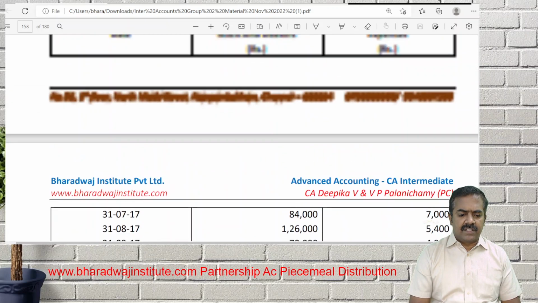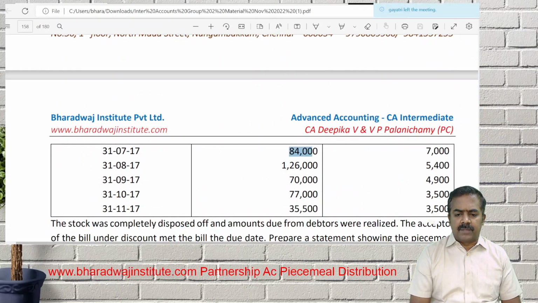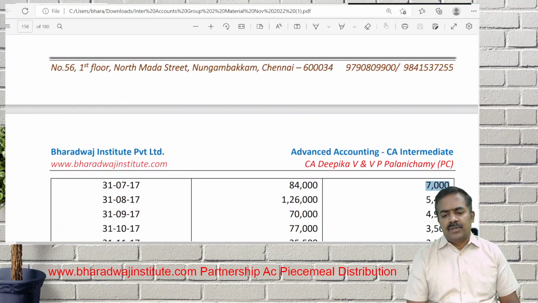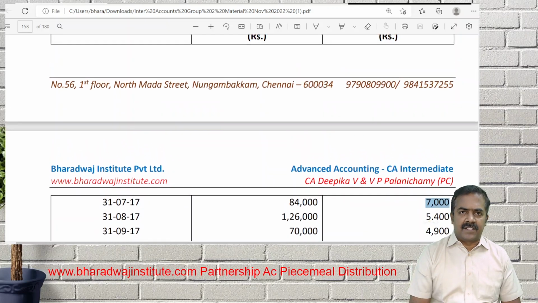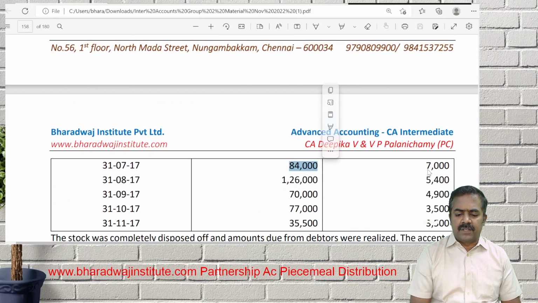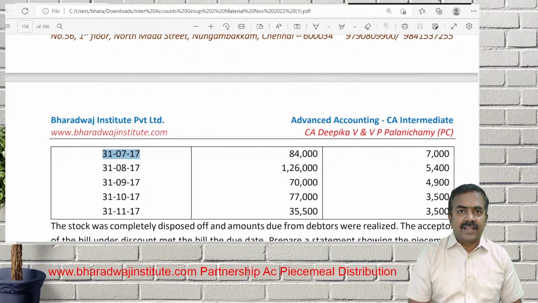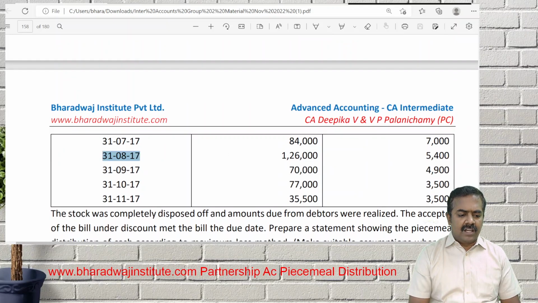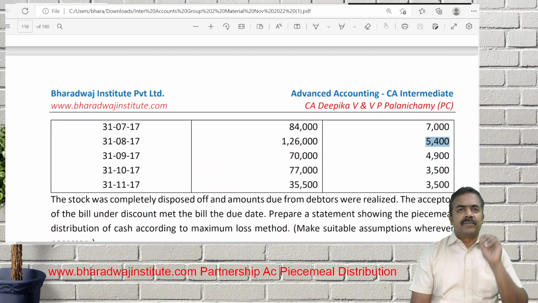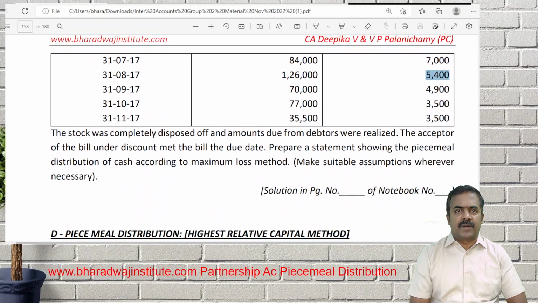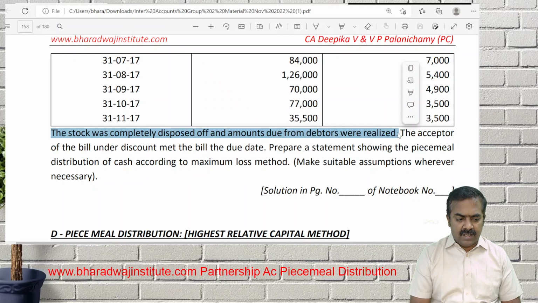Stock and debtors realized 84,000. Expenses, how much is given? 7,000 is given. So what will you take? We will not provide for expenses in this problem first. 84,000 minus 7,000, July month realization. July month realization, you will take it as what? 77,000. August month realization, 1,26,000 minus 5,400 in the money. That concerned month's expenses can be reduced from the income of the month. The stock was completely disposed of. Amount due from debtors was realized.